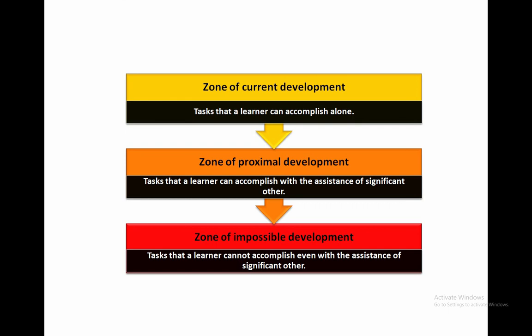And finally, the zone of impossible development, which involves tasks that a learner cannot accomplish even with the assistance of significant other. We can determine whether the task at hand is within the zone of current, proximal or impossible development based on the prior knowledge of the learner. Vygotsky emphasizes that learners should be exposed to tasks that are within their zone of proximal development. This means that the tasks should be challenging but not too difficult.